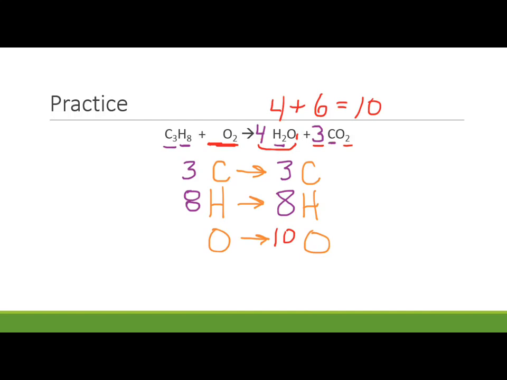Alright, what about on the left-hand side? Well, I only have a 2 there, but if I put a 5 in front, 5 times 2 gives me 10. And so now you can clearly see that this is a balanced equation. I'm going to erase all this extra gunk here, just so that we can see what's going on with this reaction. So this is how I would write it: C3H8 plus 5O2 yields 4H2O plus 3CO2.